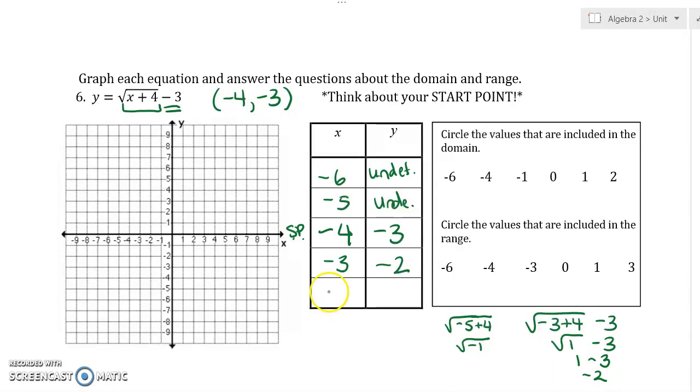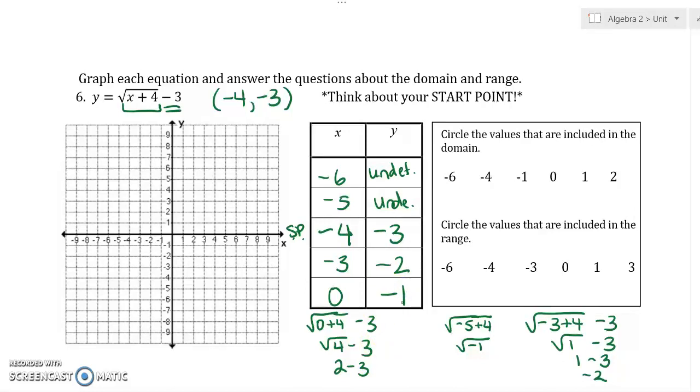Now, I can go ahead and do -2 as my next value, but here's what happens. When I put -2 plus 4, I get a 2, and I don't know what the square root of 2 is, so I want a number that's going to make that a perfect square. And 0 will do that. So square root of 0 plus 4 minus 3. Square root of 4 minus 3. Square root of 4 is 2 minus 3 is -1. So that gives me 3 perfect points.